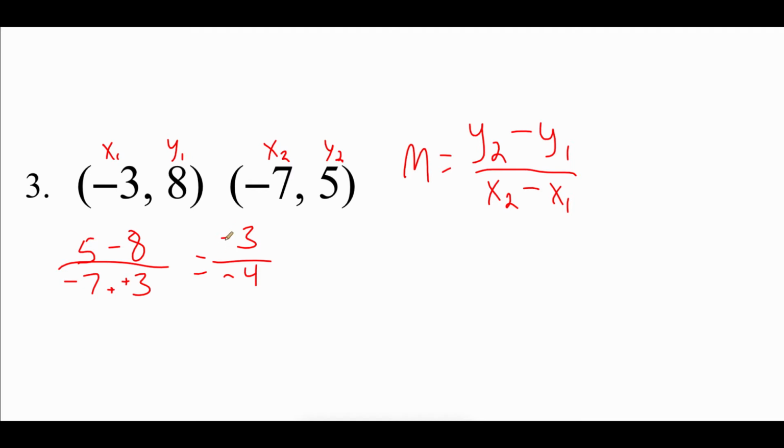Now because these are both negative, when you take a negative and divide it by another negative, that gives you a positive answer. This fraction is not reducible at all, so we're just going to leave it as 3/4. So the slope between these 2 points is 3/4. So every single line that's parallel to this one also has to have a slope of 3/4.